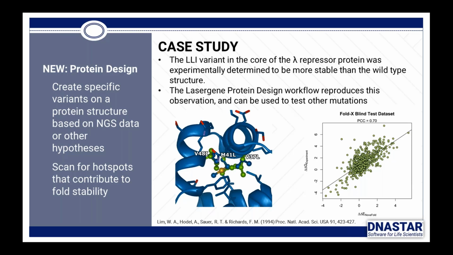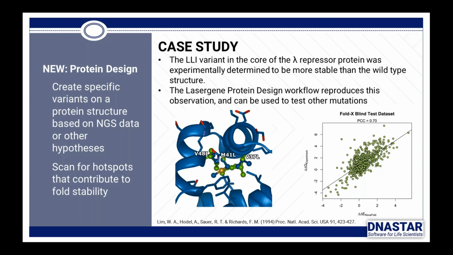And there are some benchmarks there. We used a couple of different things. A case study was an E. coli lambda repressor protein, the LLI variant, where in the core of that protein some mutations were introduced to make it more stable. That's what we used for a poster at the recent PEGS conference, and we'll look at that same kind of sequence today, just for the demo.